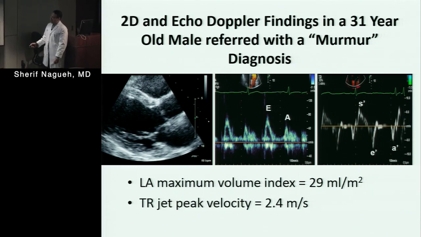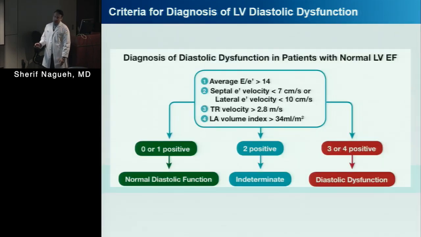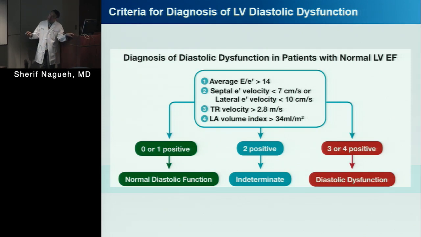So that's an example of someone who has normal velocities. Peak TR was 2.4. By the way, a critical point to make: compared to previous guidelines, these are explicit in saying that if I only have one abnormal value, the person would be called normal diastolic function. So for example, someone with a septal E velocity of 6, an E to E prime of 10 average, a peak TR of 2.4, and an LA volume index of 30, just because the annular septal E velocity is reduced, that doesn't put them into the diastolic dysfunction group.